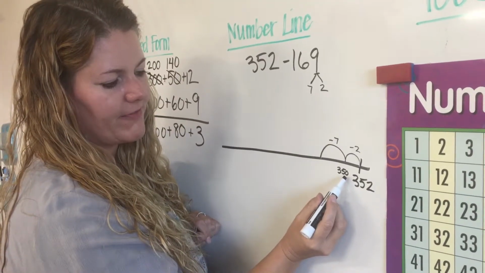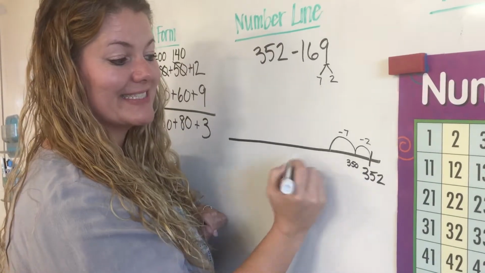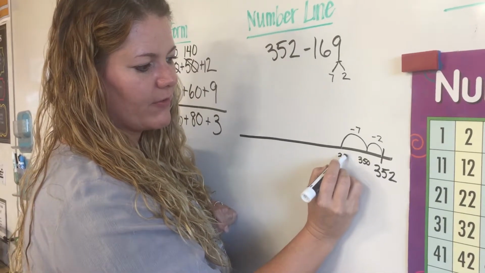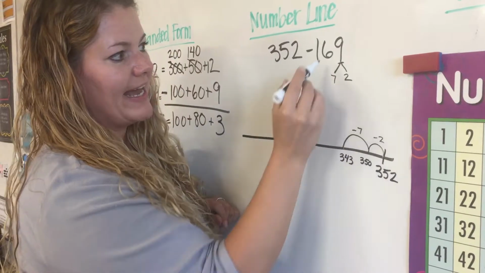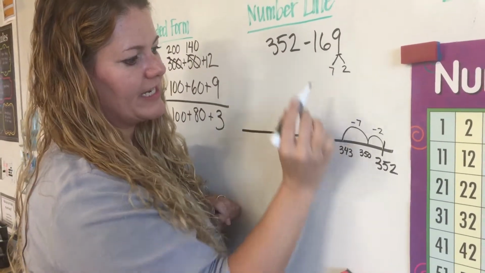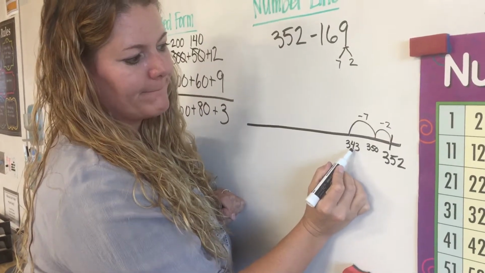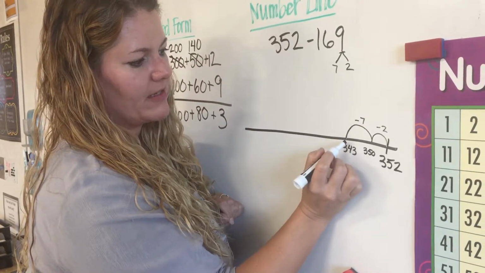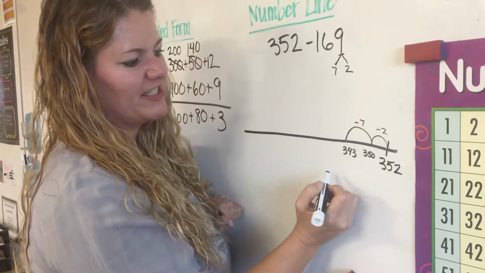350 minus 7 is 343. Now I need to do my 10's jumps. So I'm going to do minus 40. Or should I just do minus 60?